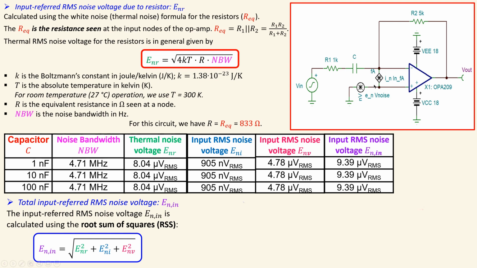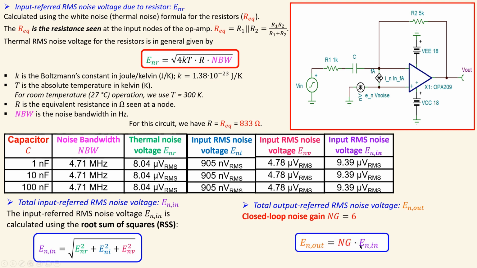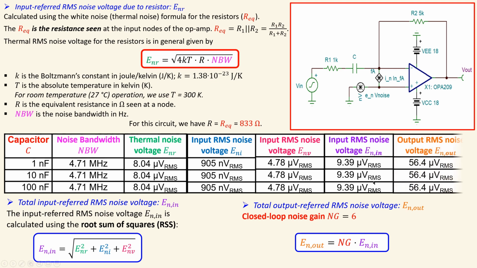Now, getting back to the output referred RMS noise voltage, that can be determined using the noise gain of the circuit, which is 6. So that's the formula using the noise gain and the input referred RMS noise voltage. For each case I have these values, which is 56.4 microvolts RMS, and that will be the same for these 3 cases for the capacitor, because noise bandwidth won't change, so we will just have this value times 6, and also for these 2 cases. So we have now determined the necessary values for the input referred RMS noise voltage and also the total output referred RMS noise voltage.